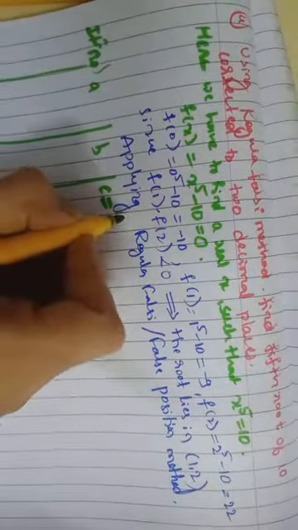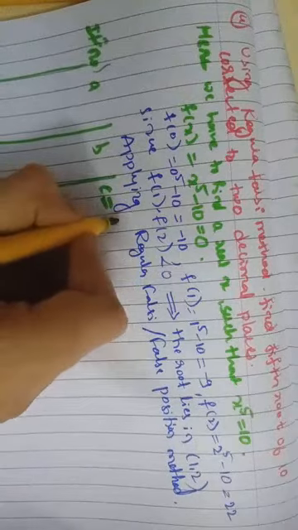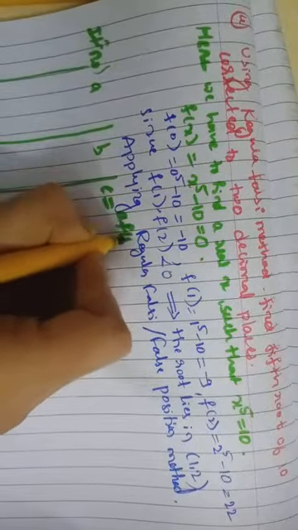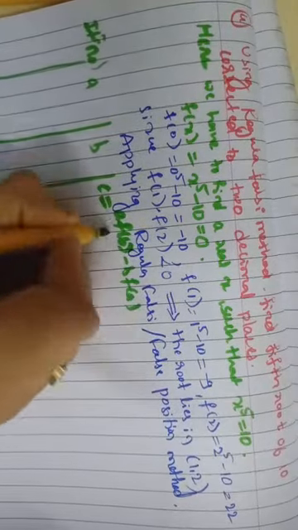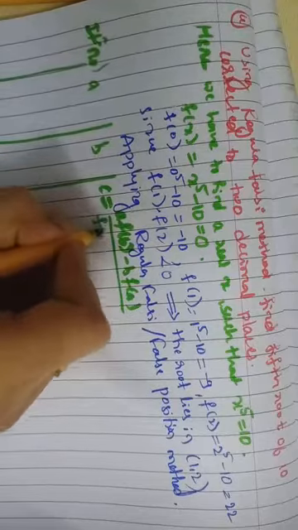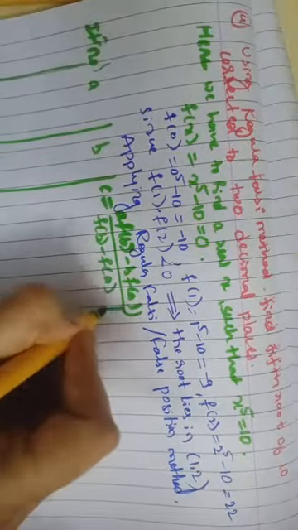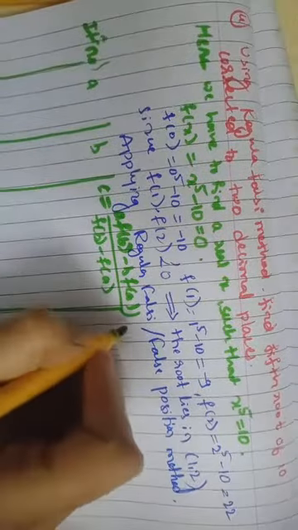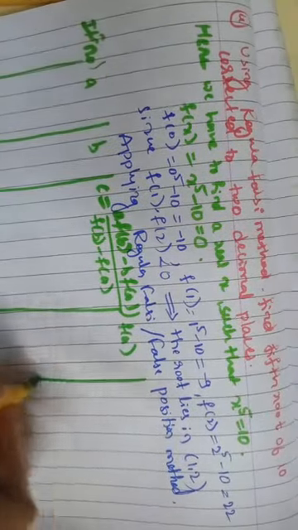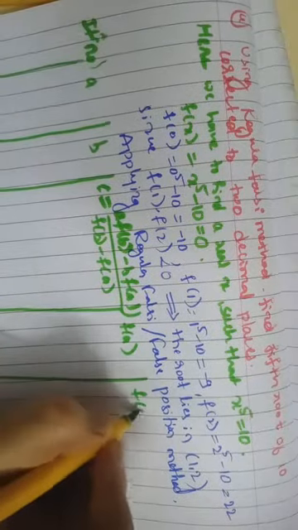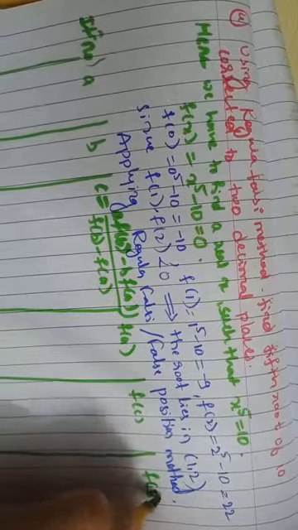So C's formula is, don't forget this, for regula falsi, that is A f of B minus B into f of A, whole divided by f of B minus f of A, right? Okay, and then f of A is another column, and then f of C, and then finally f of B.